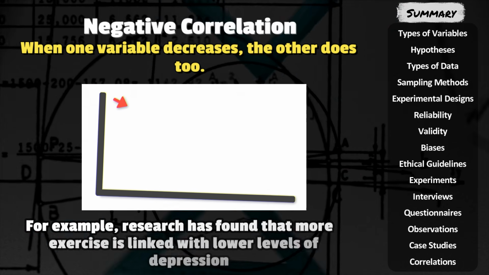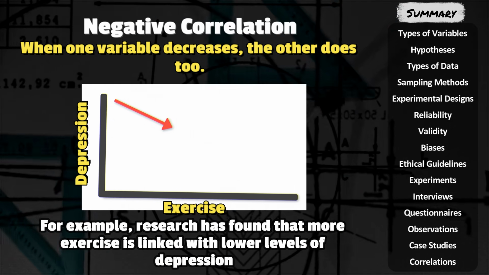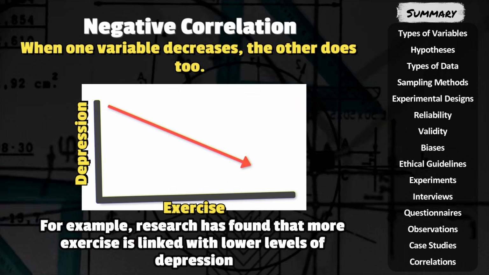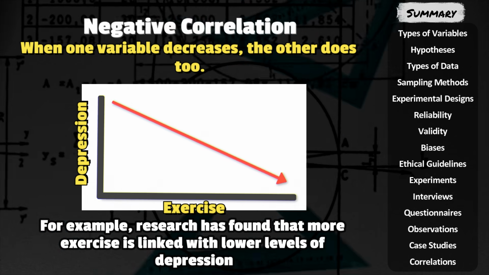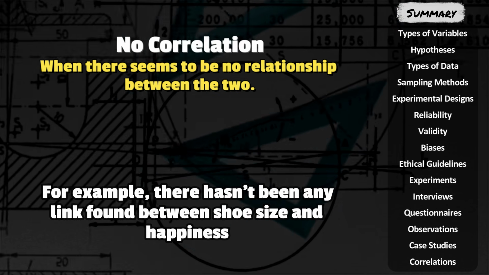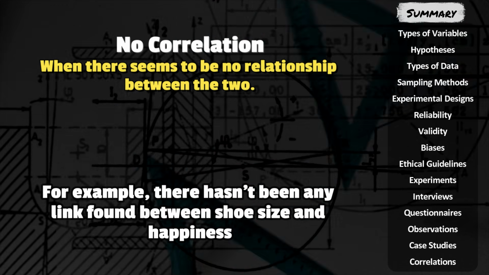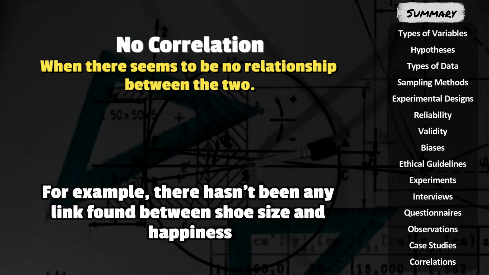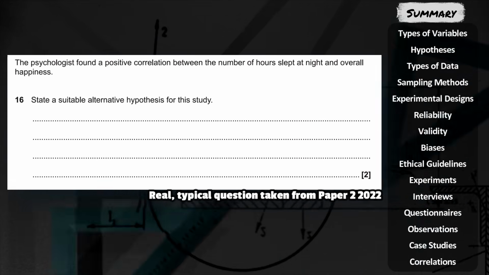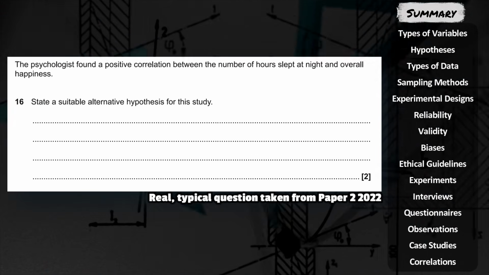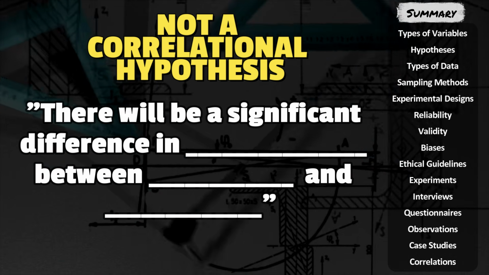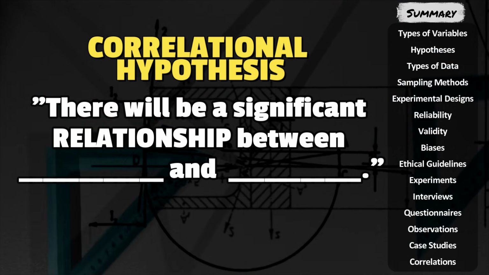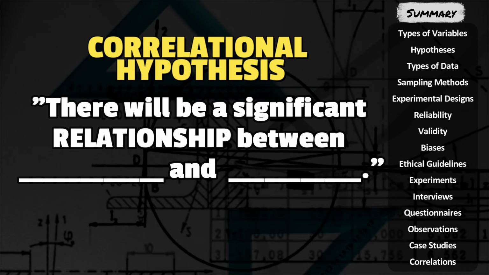We can also do a negative correlation, and this is when as one increases, the other one decreases. So, for example, if we found that the more exercise someone does, the less depressed they are, that would be a negative correlation. Finally, a zero correlation simply means that there's no relationship. So, if we were to plot things on a graph, it would be all over the place. Now, in an exam, you can also get asked to write a correlational hypothesis. This is exactly the same, except instead of saying there will be a significant difference, we would say there will be a significant relationship. By saying this, it's a correlational hypothesis.